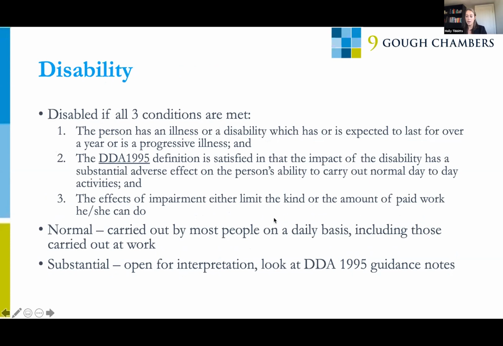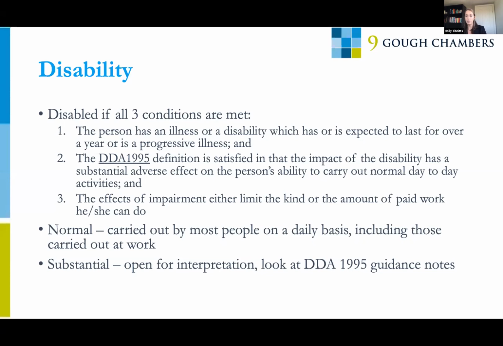Next, disability. Now, this is probably the area that we're most concerned with. The conditions are set out in the notes. There are 3 conditions to be met for the claimant to qualify as disabled for the purposes of an Ogden 8 calculation. The person has an illness or disability which has or is expected to last for over a year, or is progressive illness. The Disability Discrimination Act 1995 definition is satisfied in that the impact of the disability has a substantial adverse effect on the person's ability to carry out normal day-to-day activities, and the effects of the impairment either limit the kind or the amount of paid work that he or she can do.